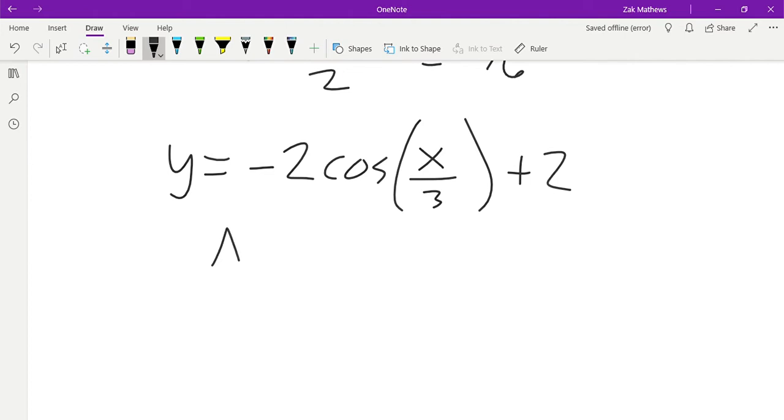Let's start with the amplitude. The amplitude, remember, is the A. So I see that negative in front, but I'm going to ignore it for right now. The amplitude will be 2. The negative will cause a reflection over the x-axis.